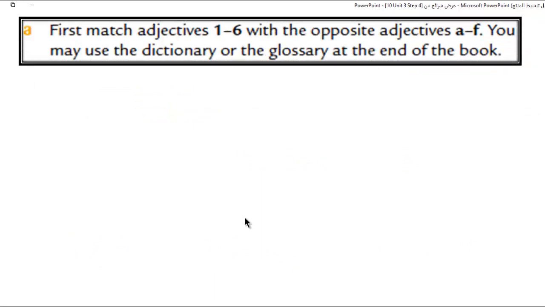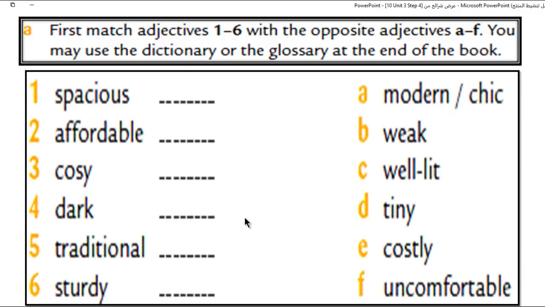Number A. First, match adjectives 1 to 6 with the opposite adjectives A to F. You may use a dictionary or the glossary at the end of the book. Spacious, affordable, cozy, dark, traditional, and sturdy. Number A, modern or chic. Number B, weak. Number C, well-lit. Number D, tinny. Number E, costly. Number F, uncomfortable.